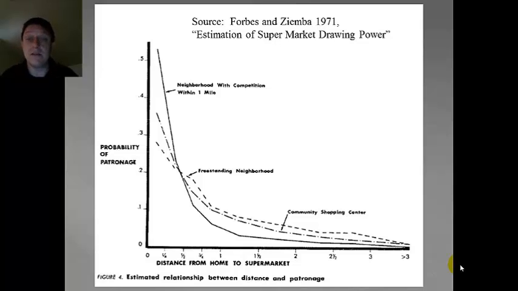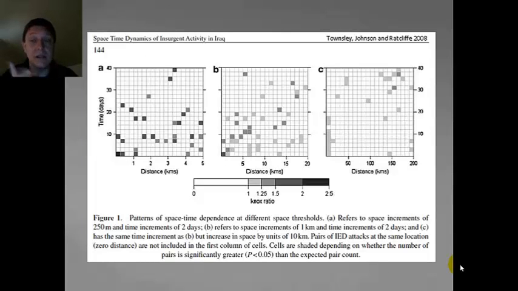That's geographic homophily. This one's really interesting, okay? The title of the paper is Space-Time Dynamics of Insurgent Activity in Iraq. The authors are Townsley, Johnson, and Radcliffe. What you have here are three maps of space.